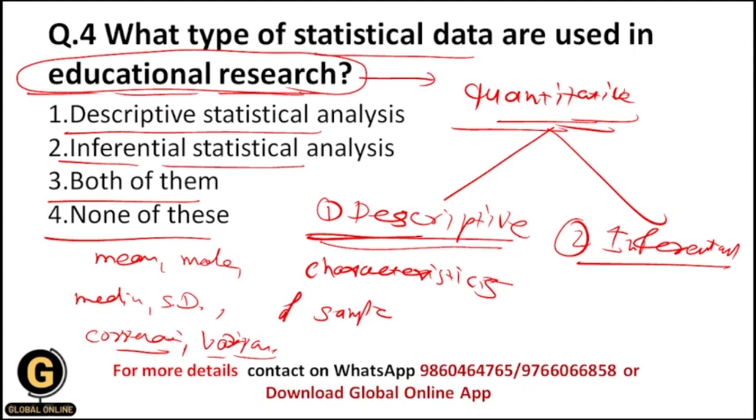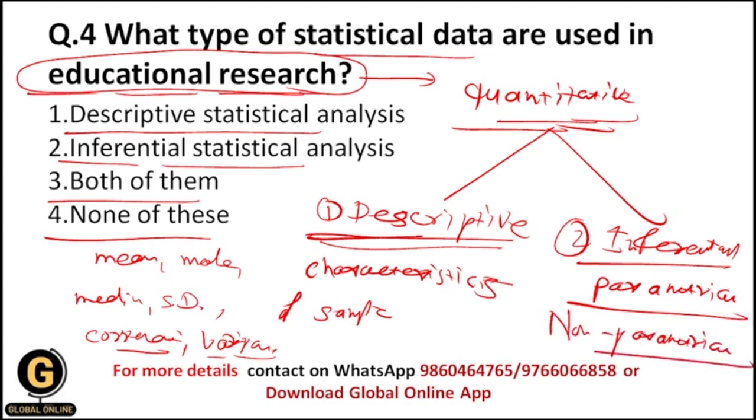So you can say a parametric test is inferential statistical analysis, and non-parametric tests are also inferential statistical analysis, and we are going to see these parametric and non-parametric tests in the upcoming videos. As well we are going to see mean, mode, median, standard deviation, correlation, variance in upcoming videos, so don't worry. And that's why the correct answer over here is 3, that is both of them, because here we can use descriptive statistical analysis and inferential statistical analysis both in educational research.